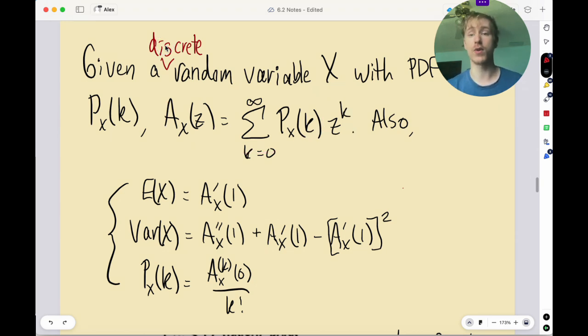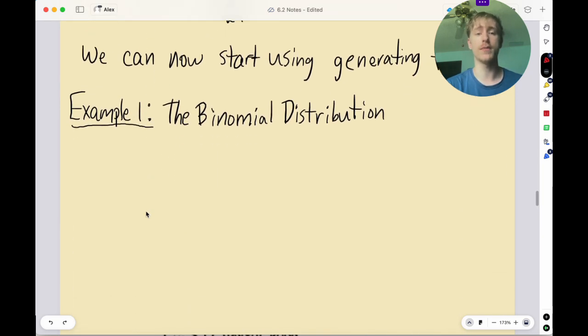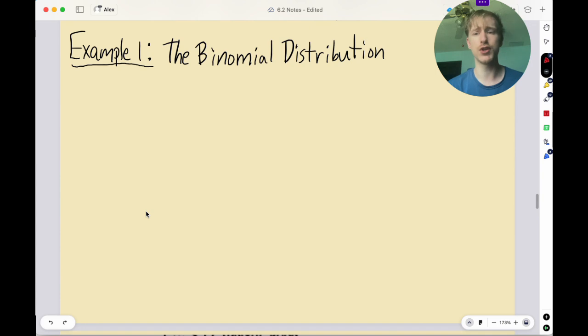Also, last time we derived a couple of useful properties. In this video, we're namely going to be using the first two for expected value and variance, and I'm going to show you how we can use those to more easily find these quantifiers of a probability distribution. Okay, so let's go ahead and get started with the binomial distribution. And we should know what the mean and variance of the binomial distribution is, but let's derive it a different way. Okay, so the generating function is going to look like this.